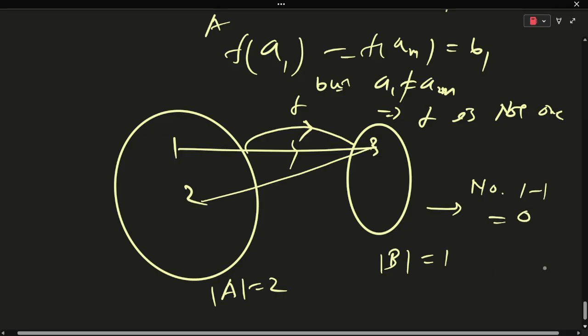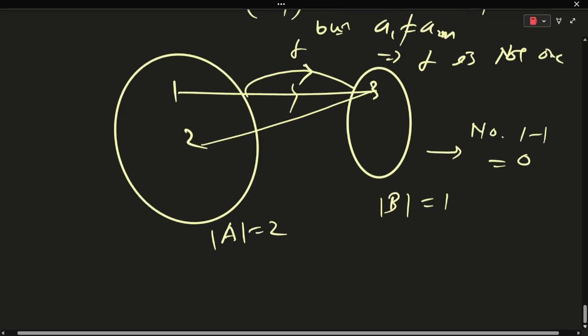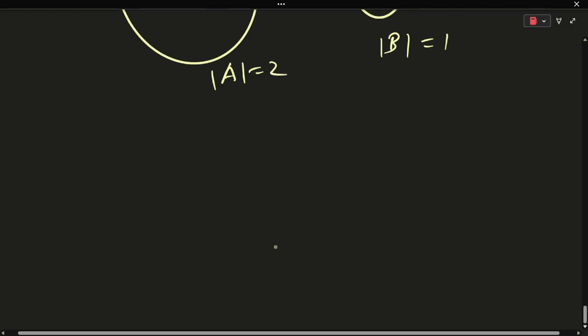So when does a one-one function exist? This depends on the cardinality of A.